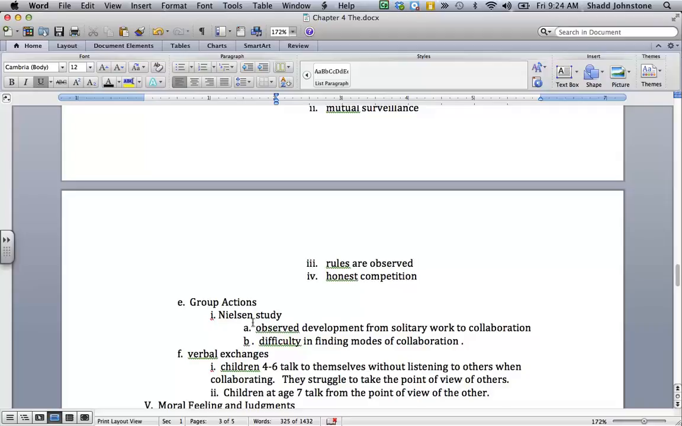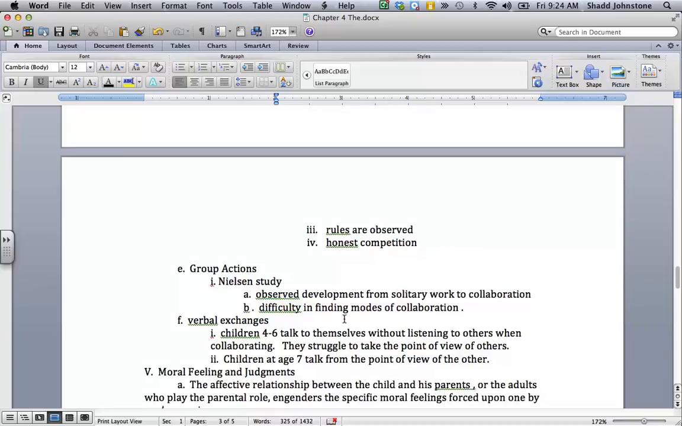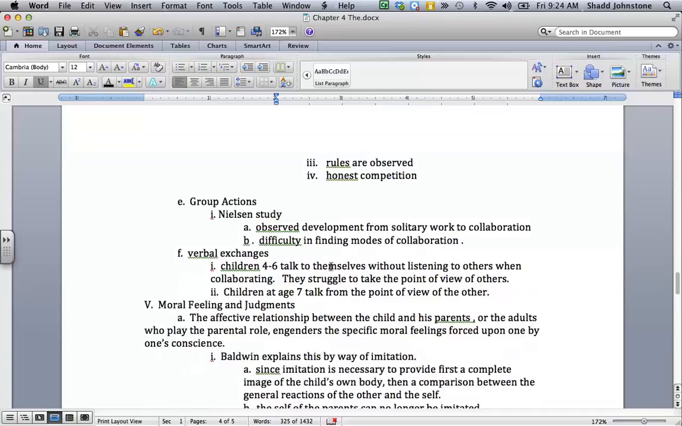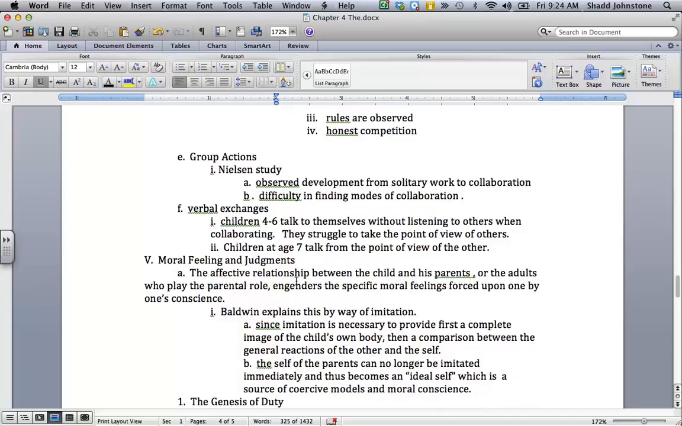Group actions. There's a Nielsen study where kids observed how they were collaborating. Some were finding it easy and some were finding it difficult. And then this is the one that I thought was the most interesting, was that kids 4 to 6, they talk to themselves. They don't listen to the others when they're collaborating. And I actually have a 4 to 6-year-old, and I got to try that out to see what she will do in this situation. I'm going to have her try to collaborate and see what happens.